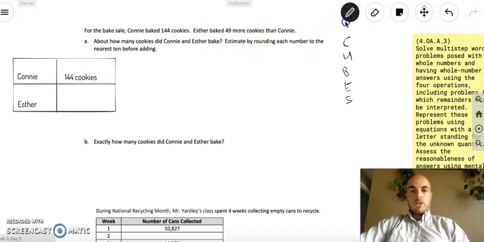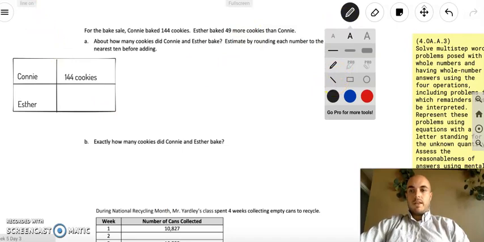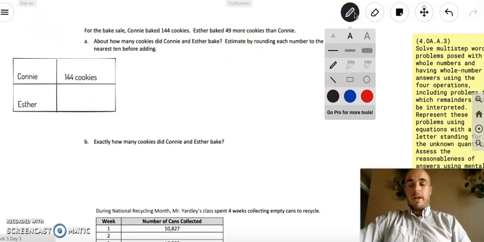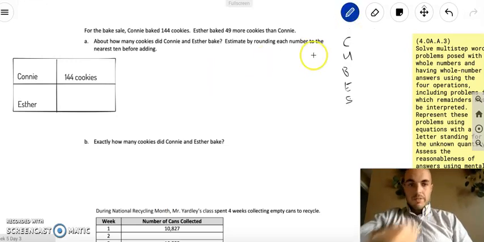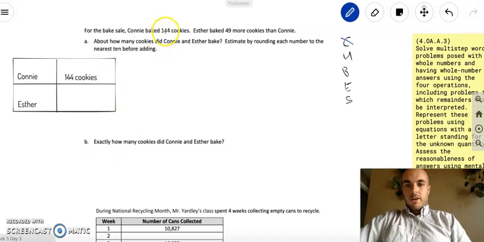Okay, so now I can get in my cubes method. I have as much as I can organized on this paper. So now we can dive right into our cubes method. Let's first circle our important numbers. And this is just for part A. We haven't looked at part B yet. So for the bake sale, Connie baked 144 cookies and 49 more. Okay. Now let's underline important words.